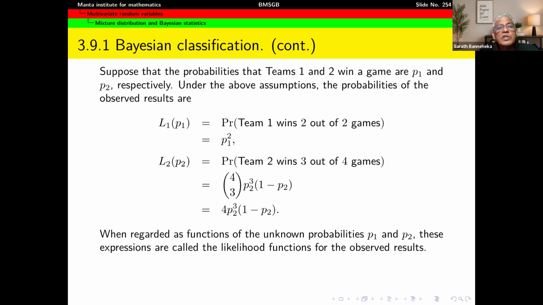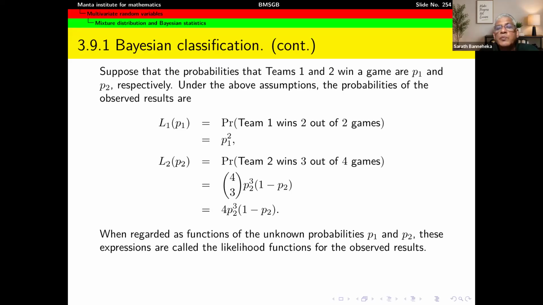Right. So suppose that the probabilities that teams 1 and 2 win a game are P1 and P2 respectively. So for team 1, we are going to assume the probability of winning any game they are playing is P1. For team 2, it's P2. They are constants. Usually in our classical or frequentist approach, we consider them as constants.